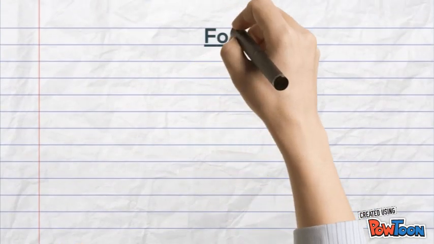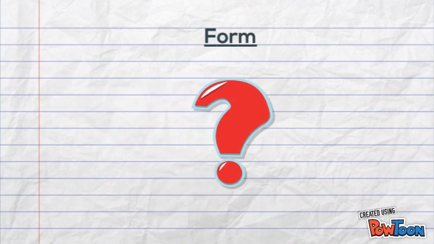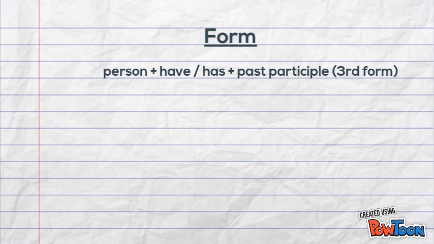Now let us see how we can form the present perfect. Have you ever heard about it or have you ever read about it? No, or not sure? Well, no problem, I can help. You need person, have or has, plus the past participle, also known as the third form of the verb.